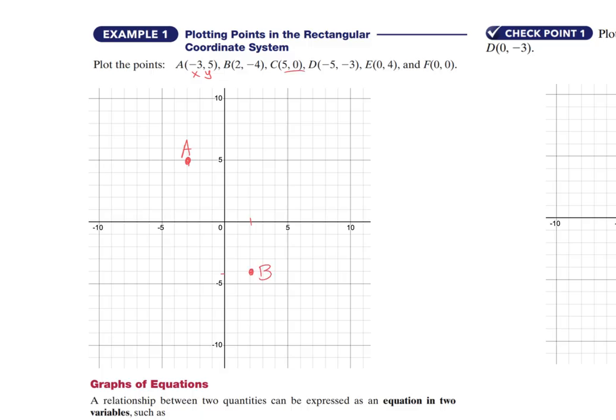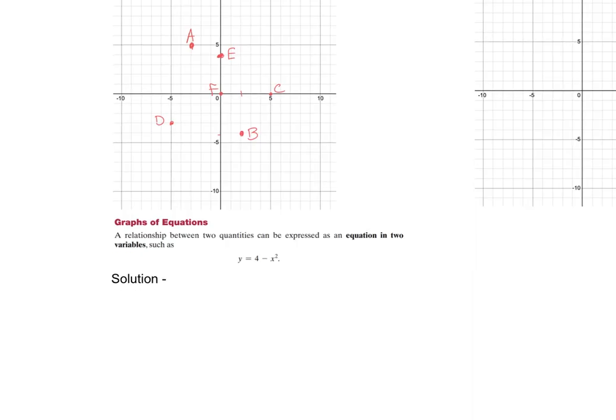C is 5, 0. If one of the coordinates is 0, then you're going to be on one of the axes. So because the y coordinate is 0, we're going to be on the x-axis here. D is negative 5, negative 3, so that ends up over here. E is 0, positive 4, so because the x-coordinate is 0, we are on the y-axis, and then F is 0, 0.